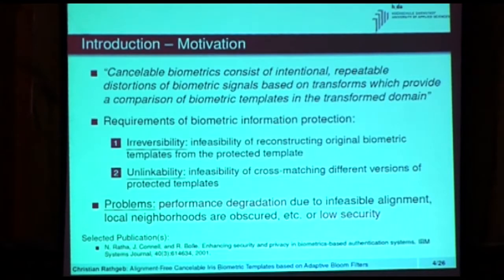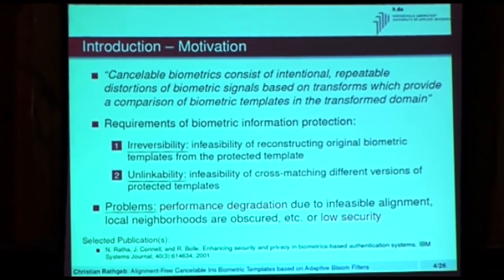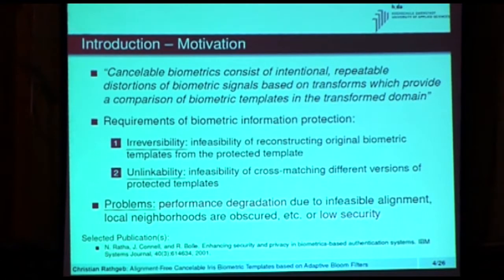In detail, irreversibility means that it should be infeasible to reconstruct the original biometric signal from a protected template, while in addition it should be possible to generate different versions of protected templates based on a single biometric input, and unlinkability means that it should be infeasible to cross-match such different versions of protected templates. Cancelable biometrics meet these two major requirements as they consist of intentional, repeatable distortions of biometric signals based on transforms, which allow a biometric comparison in the transform domain.